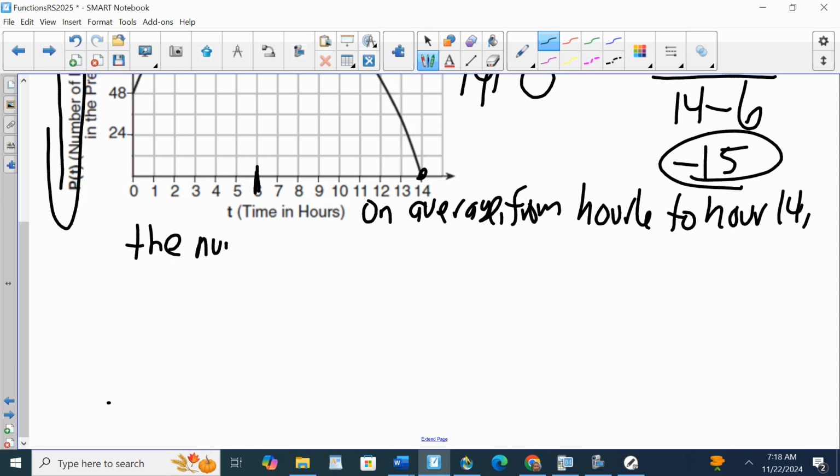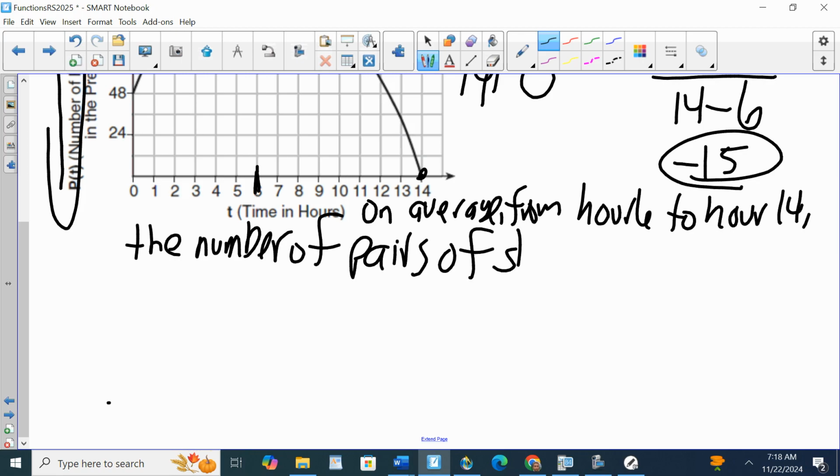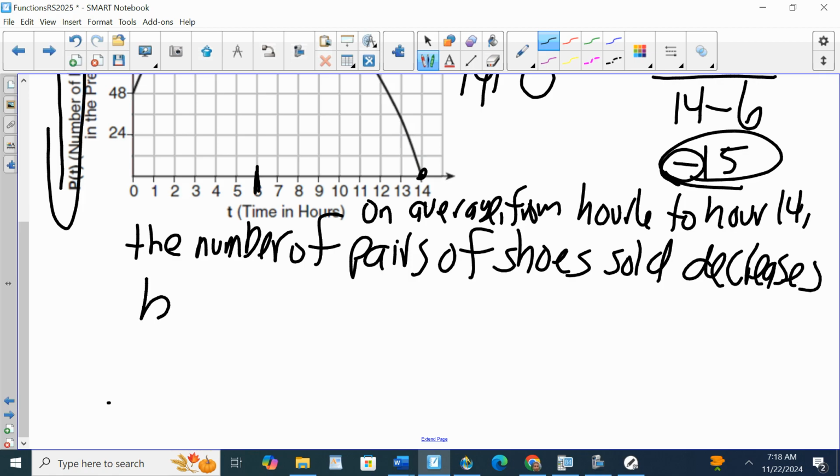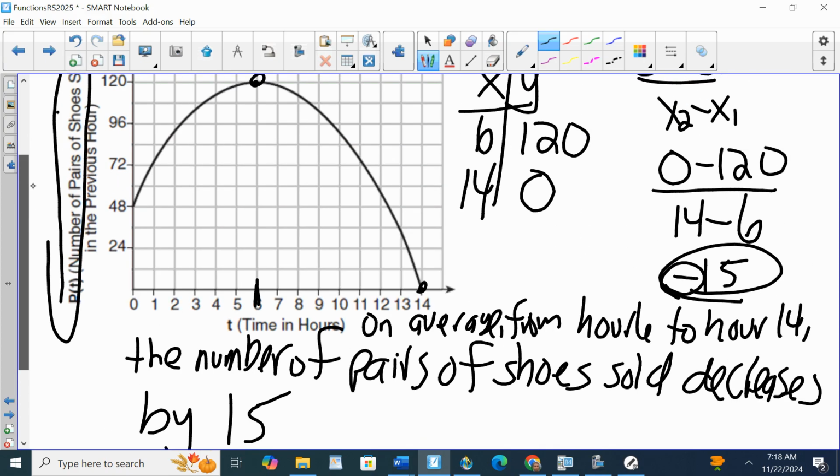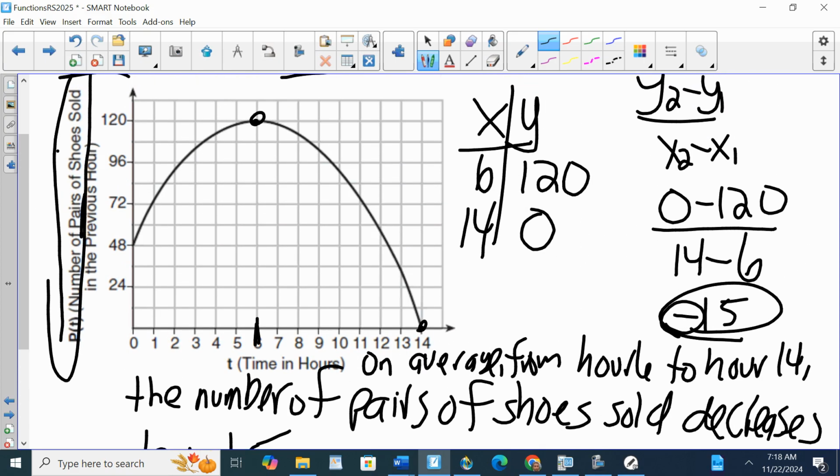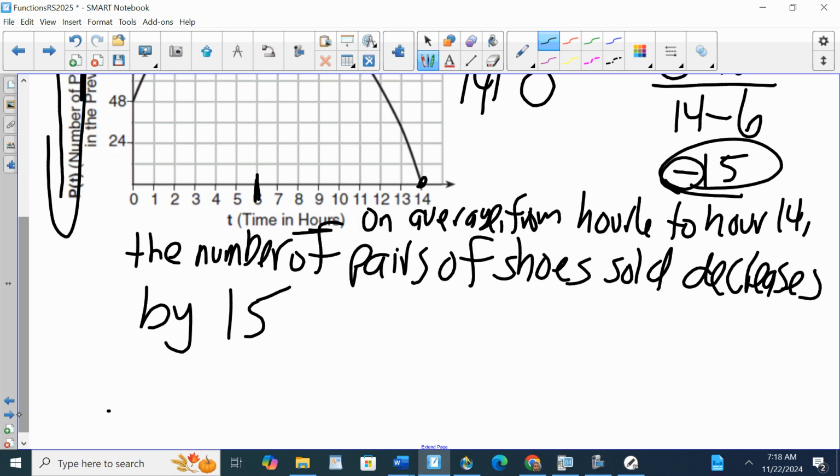The number of pairs of shoes sold increases or decreases. Since it's minus, decreases by the average rate of change, which is 15. Y units. Well, the y units is pairs of shoes per x unit, hour. 15 pairs of shoes per hour.